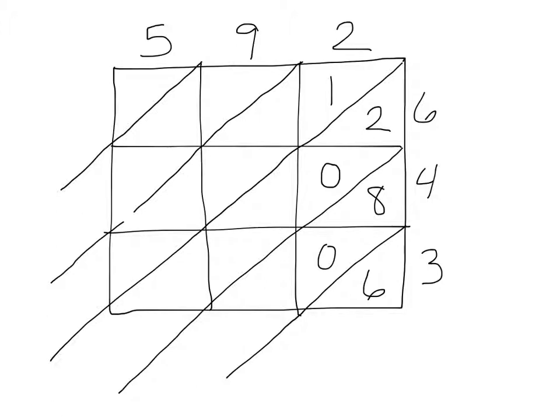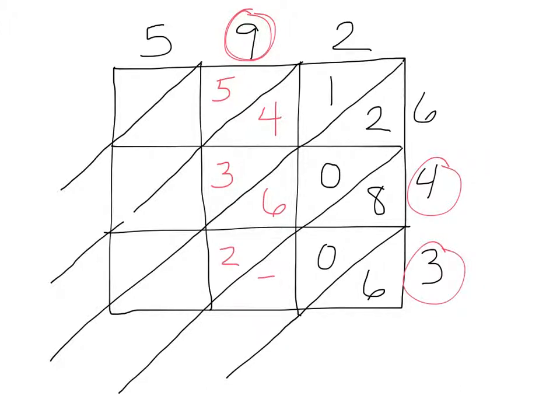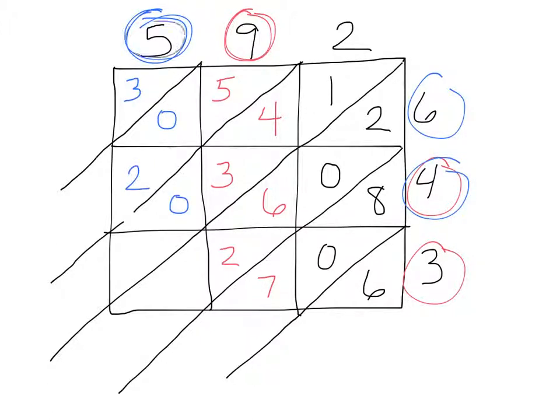9 times 6 is 54. 9 times 4 is 36. And 9 times 3 is 27. Now we're going to switch to the hundreds place. And I have 5 times 6 is 30, 5 times 4 is 20, and 5 times 3 is 15.